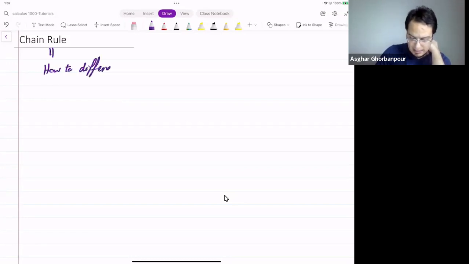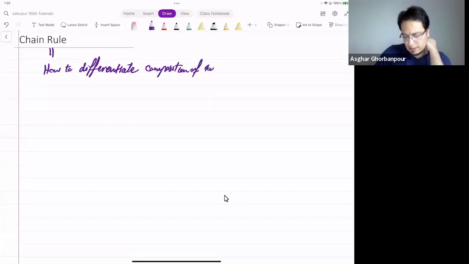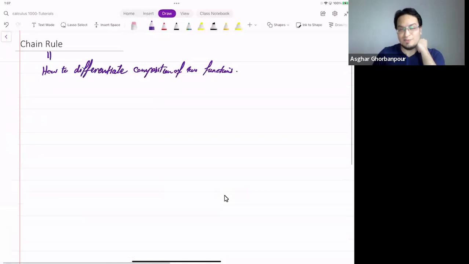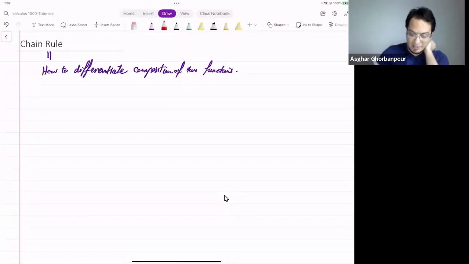The chain rule is nothing but how to differentiate the composition of two functions. Is the composition of two differentiable functions differentiable? And that is the chain rule. It's written in terms of a theorem.